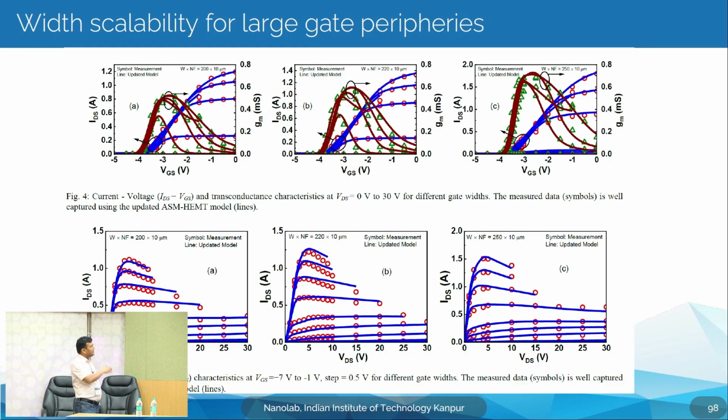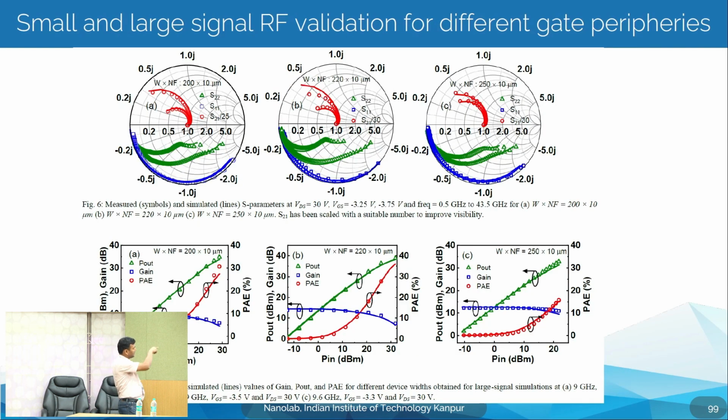Okay. And then the model is validated, especially for the large gate peripheries we are talking about, right. The IDVD and the S parameters, right. So, different S parameters including the large signal. You can see the Pout and PAE shown, right, and the gain is shown for different conditions.